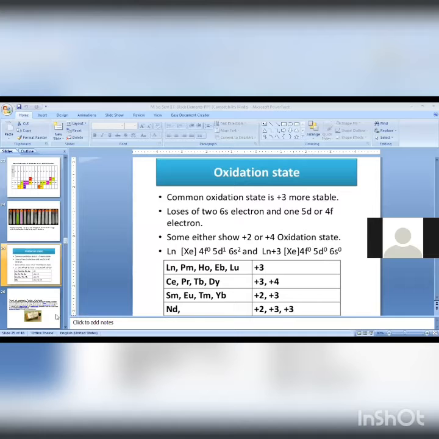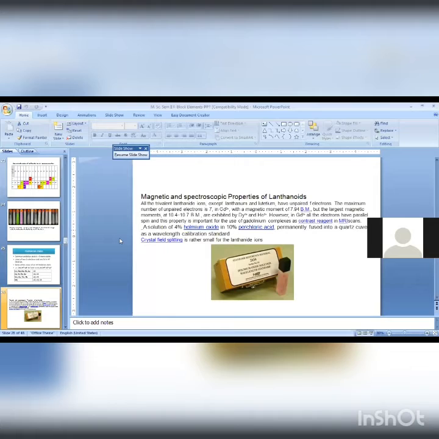Here, the magnetic and spectroscopic properties of lanthanides. All the trivalent lanthanide ions, here the word trivalent is particularly written because all these elements display +3 as a common oxidation state, except lanthanum and lutetium. They do not have unpaired electrons.